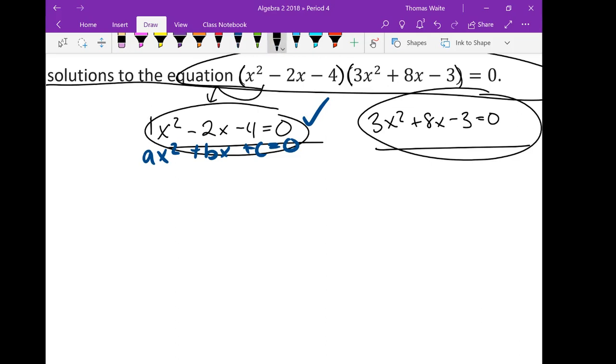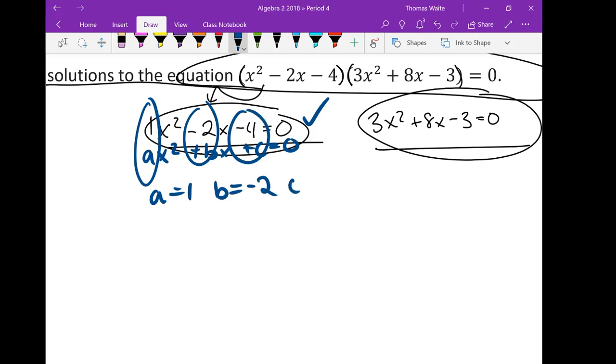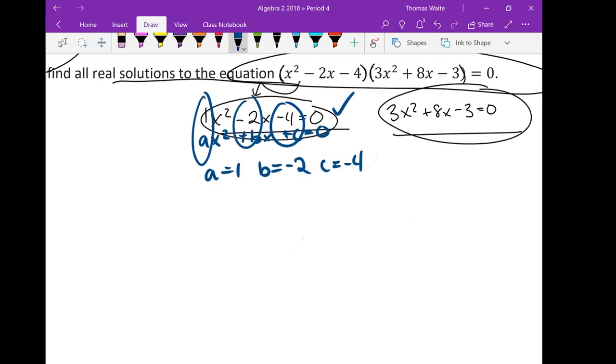The number that's being multiplied by x squared is 1. It wasn't written there explicitly, but we know there's 1x squared, so a is going to be 1. B is going to be, this one's easier, -2. And C is going to be -3, or sorry, -4. We have those in our equation.